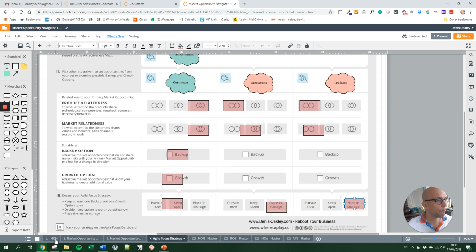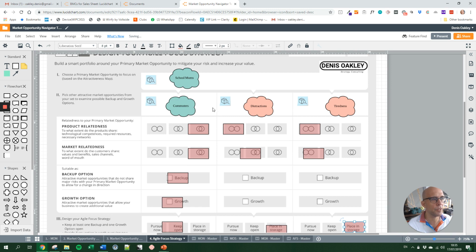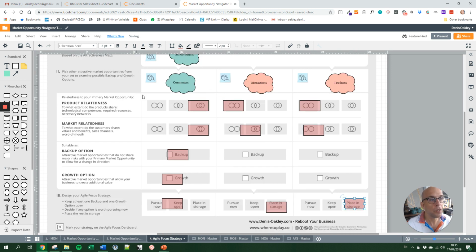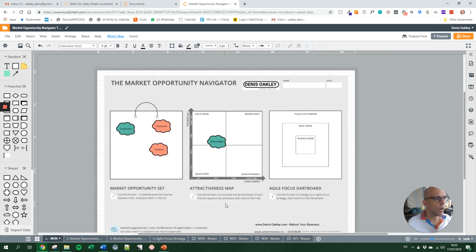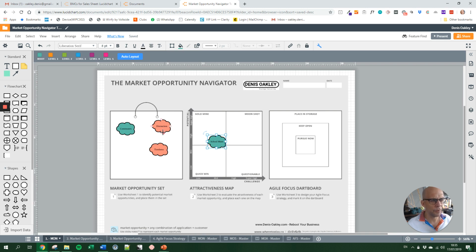So we come back. If we have just a summary there, we're focusing on school mums. We've then gone back through and looked at the other different market opportunities. If you've got more market opportunities than this, you just have another sheet, bang, bang, bang. You might have three or four sheets of this, and then you get a fairly clear overview. So let's go back to the overview, and we'll put, so we've got a little bit of a sense here.